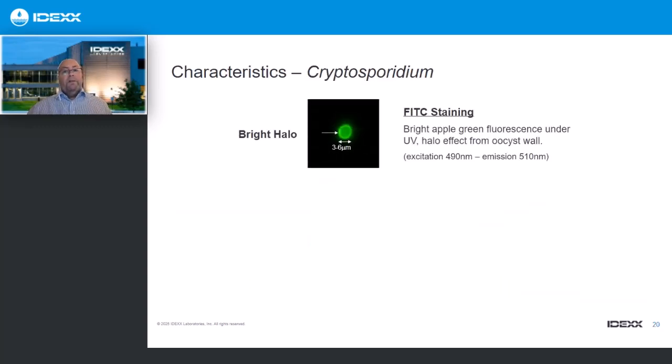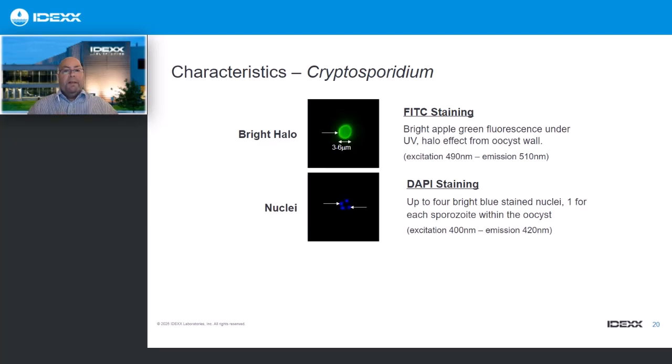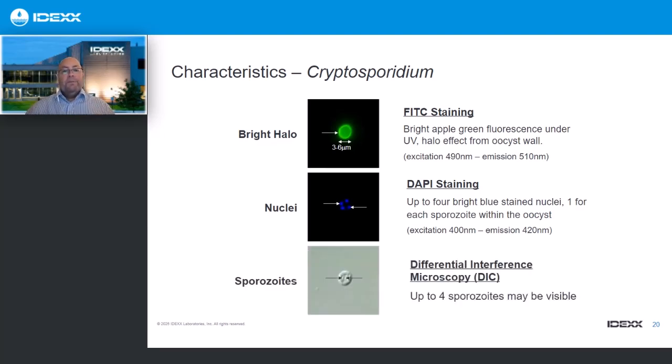What do we look for? With the FITC staining, we're looking for this typical apple green fluorescence. We get a bright halo. We're looking for typical size of the organism itself. And then with DAPI, you'll find up to 4 stained nuclei within an oocyst. Sometimes they get broken open, so that makes things a little more difficult. But these are the typical structures we're looking for.